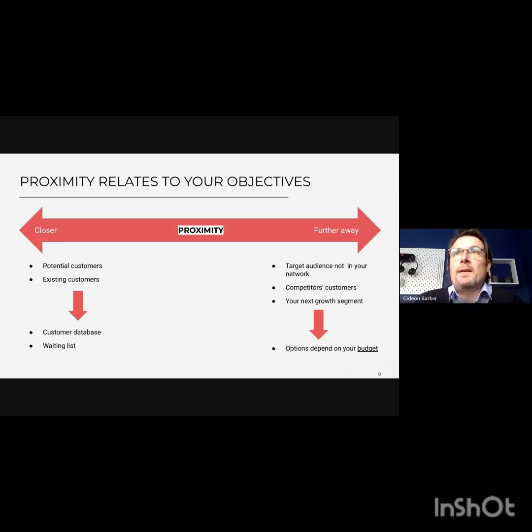If they're further away, let's say a target audience that's not in your network, maybe you want to include some people that use your competitors but not you. They're going to be more difficult to find. Maybe it's your next growth segment. Maybe you've gone through the early adopter phase and you're looking at early mainstream. Then your options are going to depend much more on how much budget you have, and if you haven't got much budget, the challenge is to think more creatively about how you approach those people.